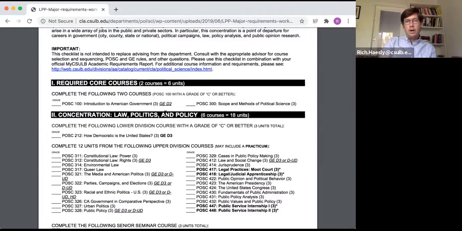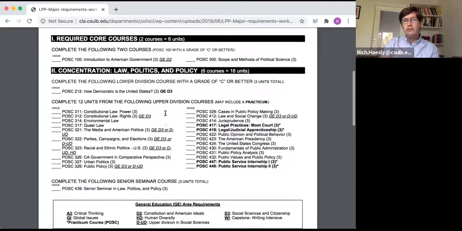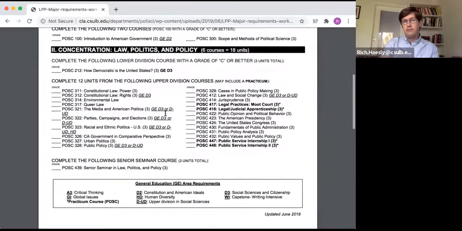Okay, so in addition to your required courses, there are also your concentration courses. And the concentration is made up of 18 units, 6 classes. First, there is a lower division level course that is required for everyone in your concentration.